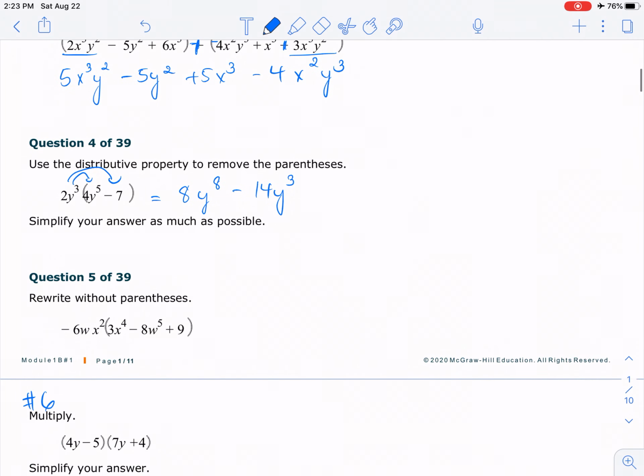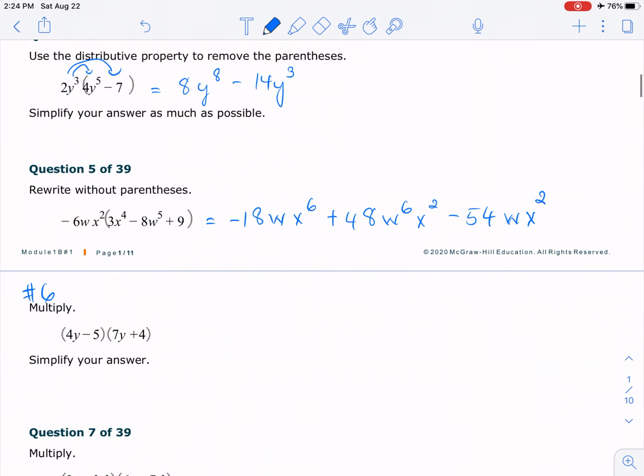Same thing for number 5. We have negative 18 w x to the 6th power plus 48 w to the 6th power x squared minus 54 w x squared.